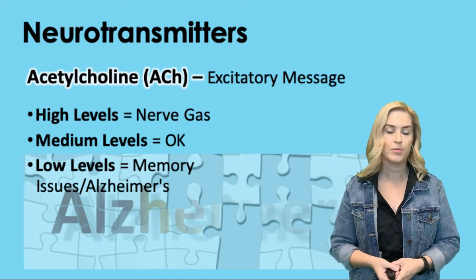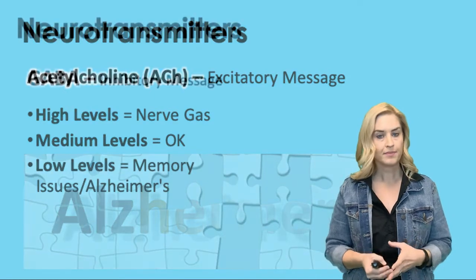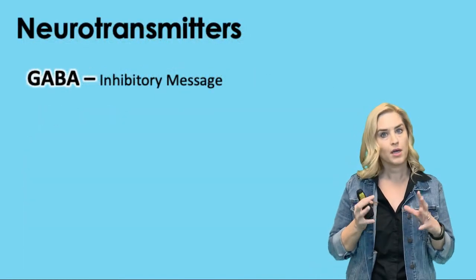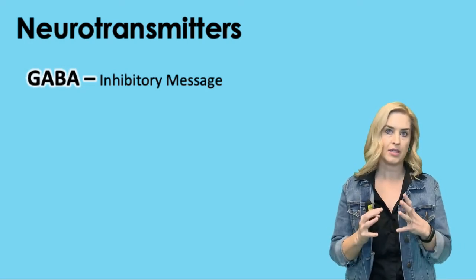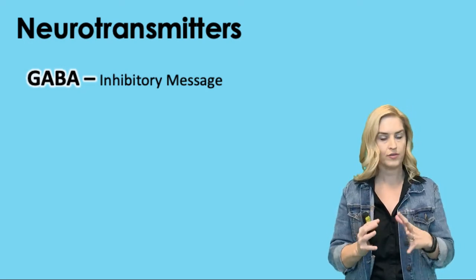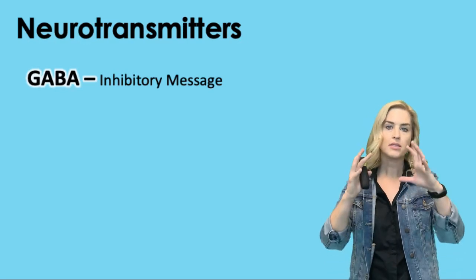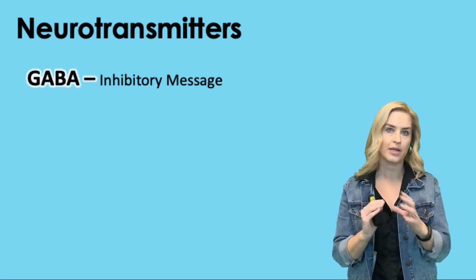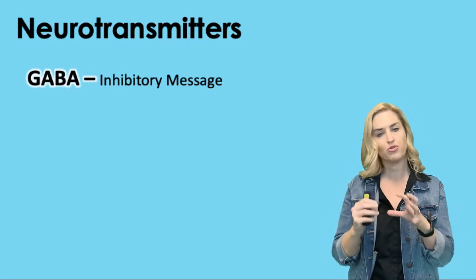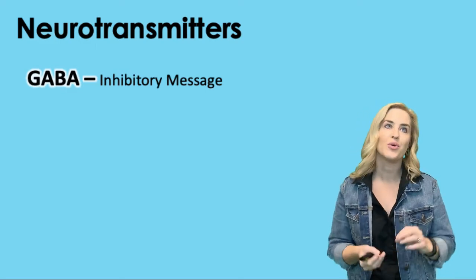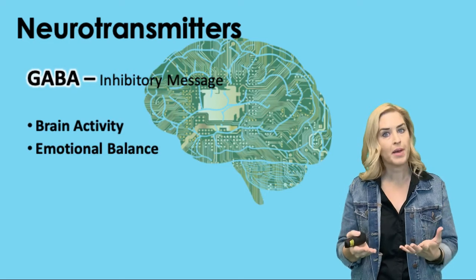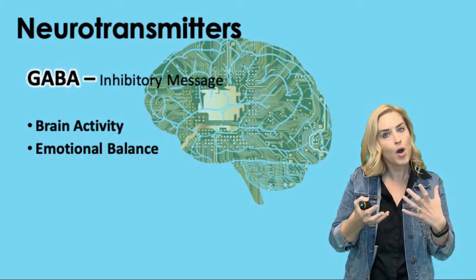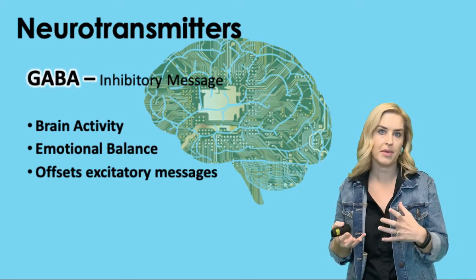The next neurotransmitter we're going to talk about is GABA. Now GABA is one of the neurotransmitters that sends an inhibitory message. This tells our brain and our body often to relax. Stop activating so quickly. We need more GABA when we're trying to go to sleep. So GABA is involved with brain activity, emotional balance, as well as to help offset some of the excitatory messages.